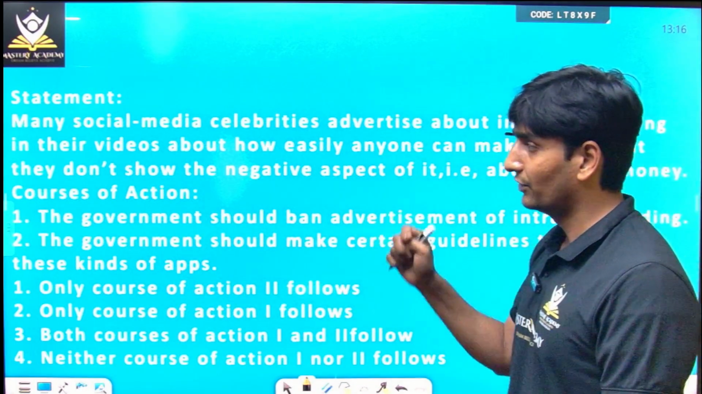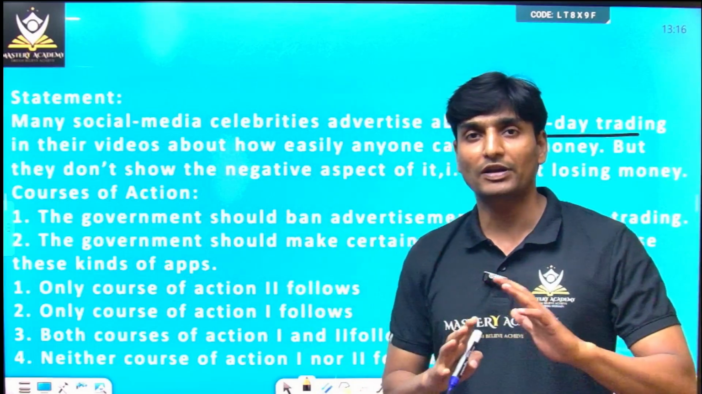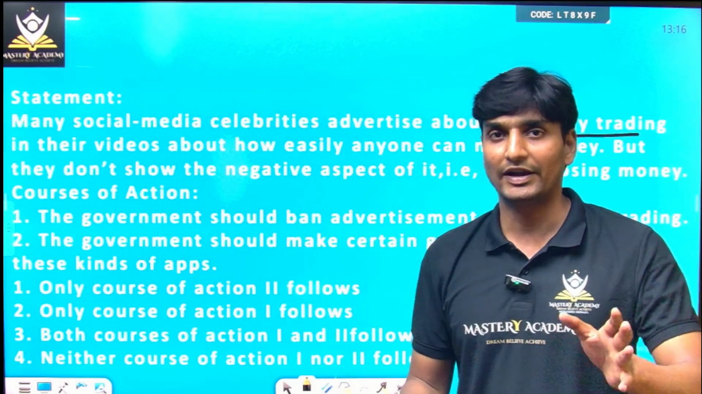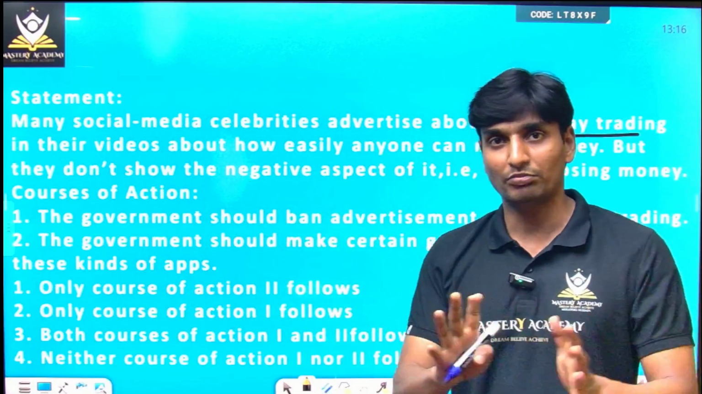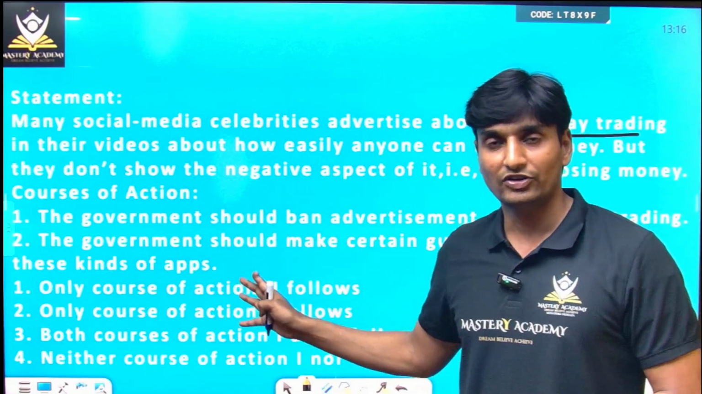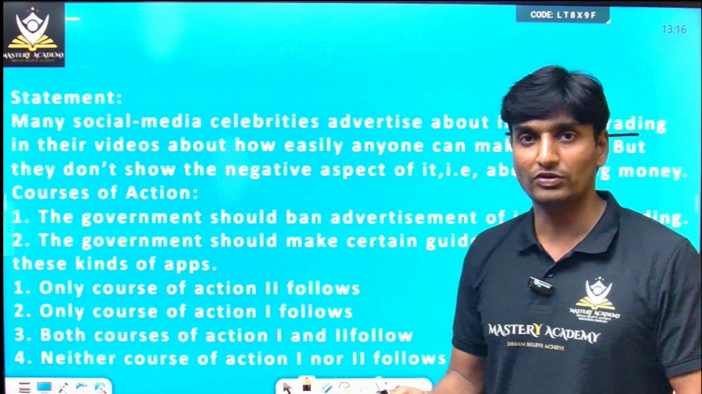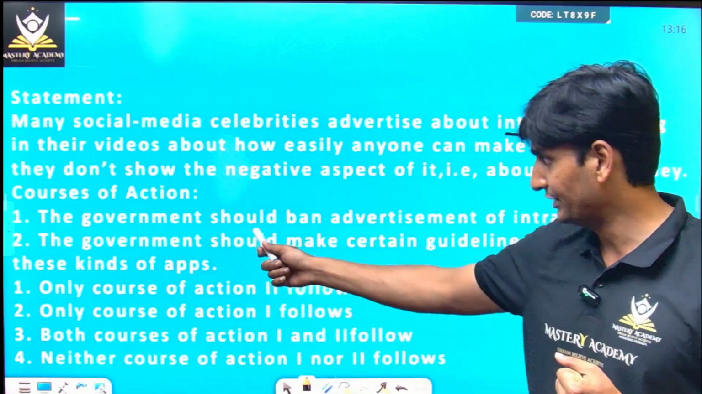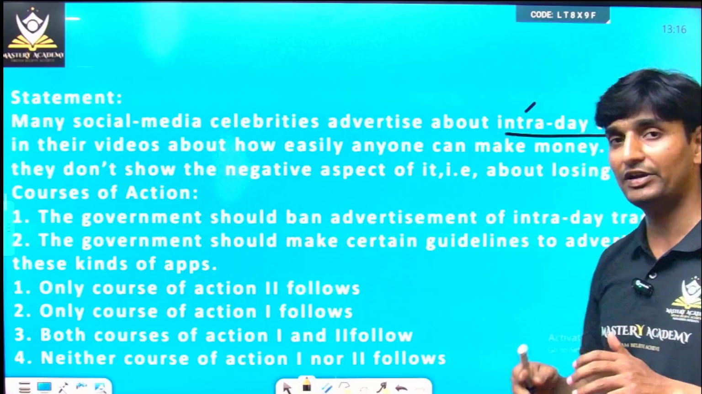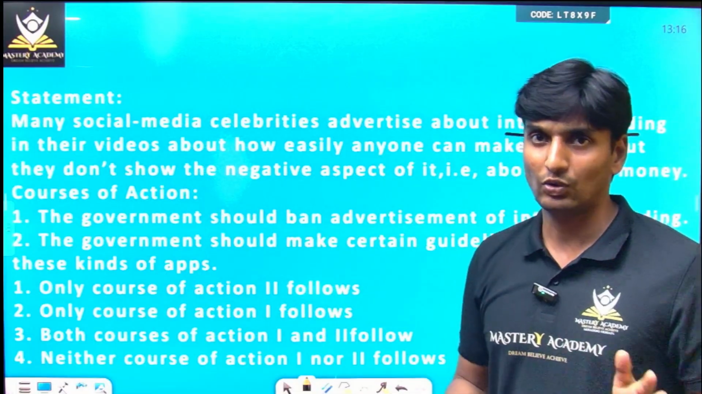So the first suggestion is that the government should completely ban the intraday trading. That is not going to work, definitely, guys, because as celebrities, they are just carrying out the business deal. And about intraday trading or any of the work that you come across, there is always a positive approach and also the negative approach. So this first statement, to completely ban the advertisement, that is not going to work.